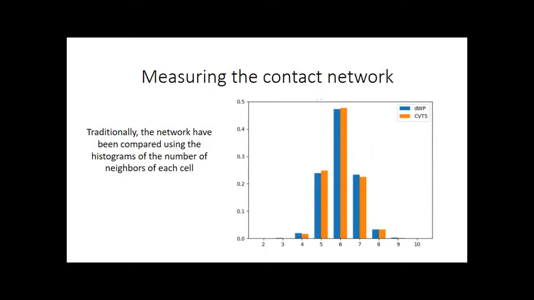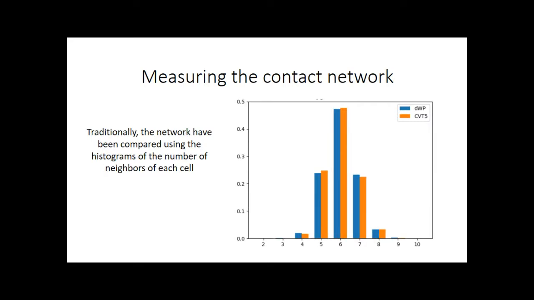The traditional way of doing it is just counting the number of neighbors of each cell. So you pick one cell, you count it has 6 neighbors, you do it for all the cells and make a histogram. So this will be the amount of cells which have 4 neighbors, this is the amount of cells which have 5 neighbors, this is the amount of cells which have 6 neighbors, and so on. And then you compare the histograms and see if they are the same.